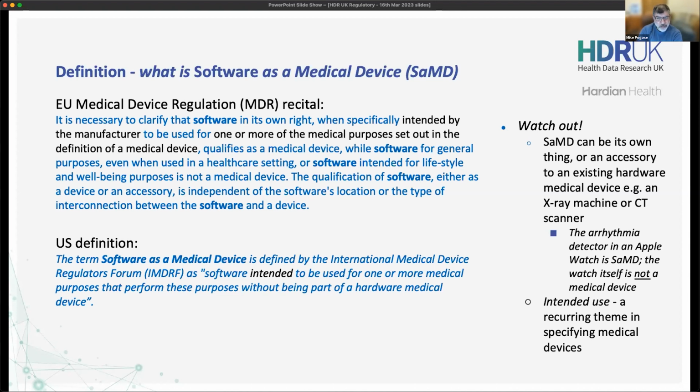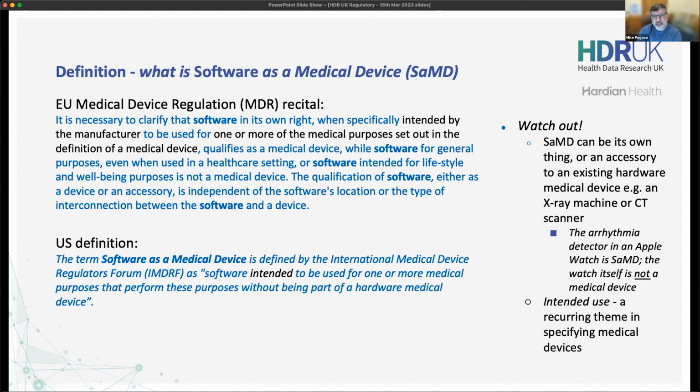Again, it goes back to intended use, because the arrhythmia detector. And then if you take that example a bit further, when you use the heart rate device in your Apple Watch in the gym, going running, whatever, for exercising, you're elevating your heart rate. Are you getting the exercise you need? That is not a medical purpose. So if you look at the left, I talk about lifestyle or well-being purposes. That is not a device.